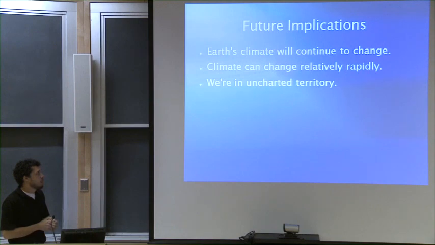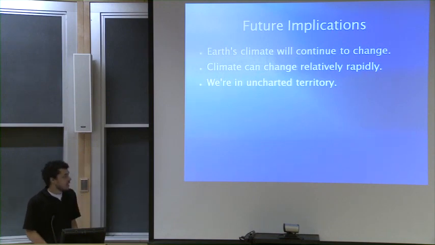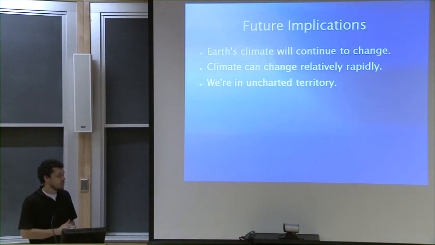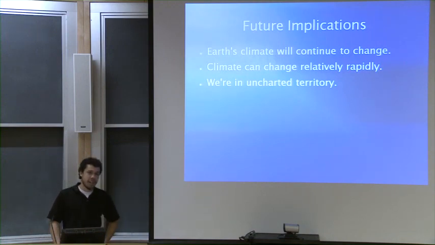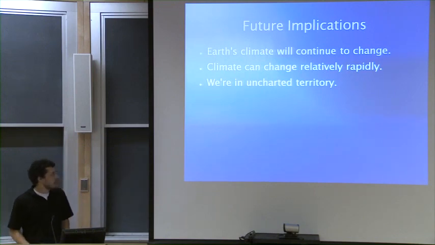that Earth's climate will continue to change. It's always been changing, and also that this change can happen relatively rapidly. In some cases, in ways it can't be described by current models for climate. And also we are in uncharted territory when it comes to our levels of carbon dioxide. People are uncertain what will happen in the future.